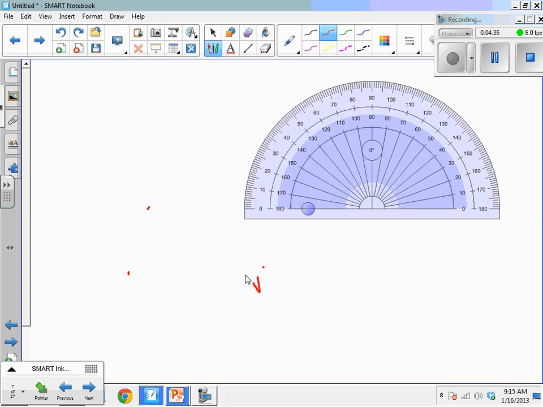This is the vertex. All right, and by the way, we wouldn't call it the vertex. We would give it a letter. Okay. All right, we would give each one of our points a letter, but we're not going to do that yet.